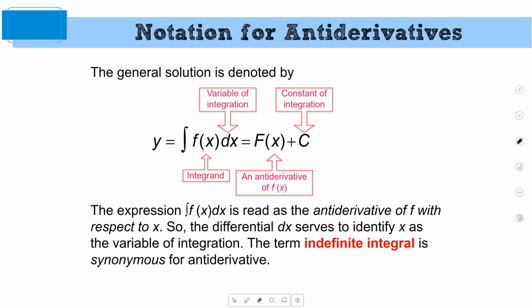I forgot to mention the term indefinite integral. Antiderivatives and indefinite integrals are the same thing. It will get a little confusing in a couple weeks when we get to what's called a definite integral, but that's further down the line. Okay, they're the same thing.